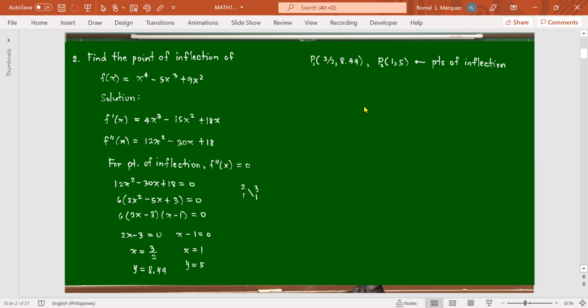Next, we have to draw the graph of y equals 3x to the fifth minus 5x cubed, showing the following.